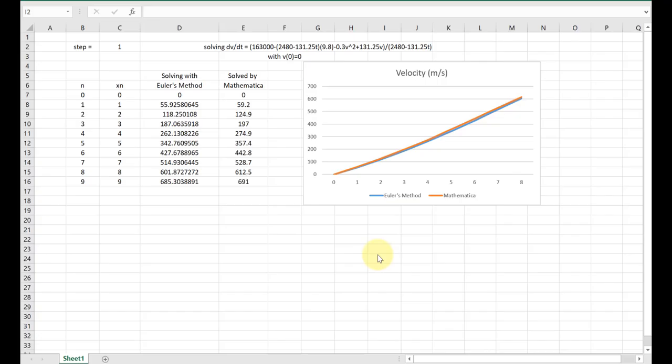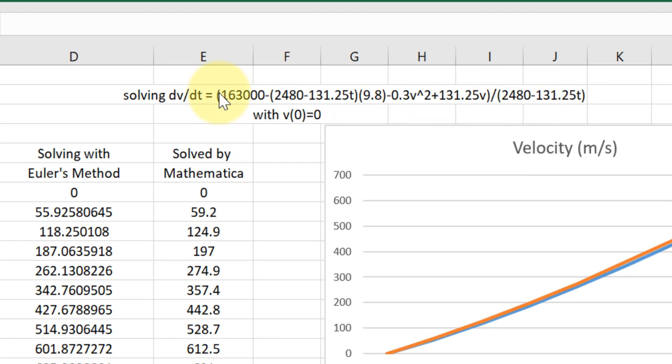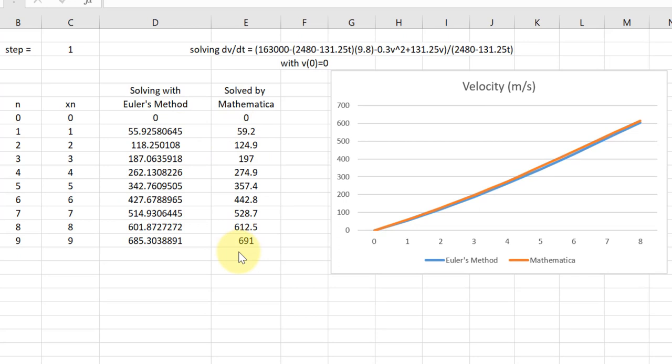So here in Excel, I have the differential equation just written up here so that I could remember what it was, with my initial condition that the velocity at time zero was zero. And I have the solution computed by Euler's method here, and I'm just comparing it with the result in Mathematica in this second column. So this is just copied out of the output from Mathematica.